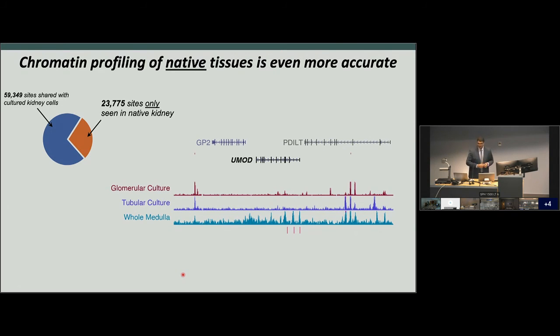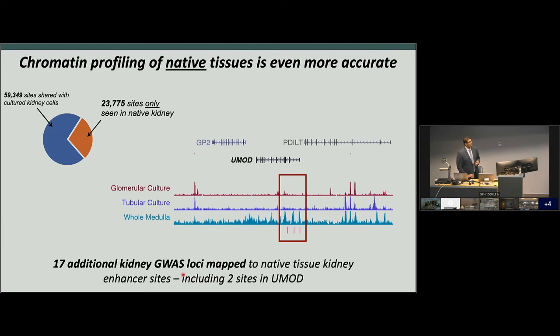Okay? In addition, we've again cross-referenced our GWAS maps, and 17 additional loci fall into these new enhancer sites that we've mapped, including, for example, UMOD, which has always been at the very highest of all the CKD GWAS. But now we can see that there are 3 enhancer sites which were just never present in any of our previous maps. Now we know that these high-value SNPs actually fall in enhancers in cortex and in medulla in particular.